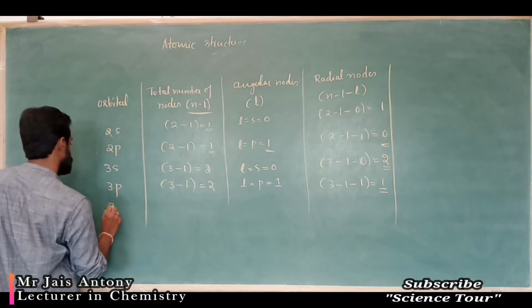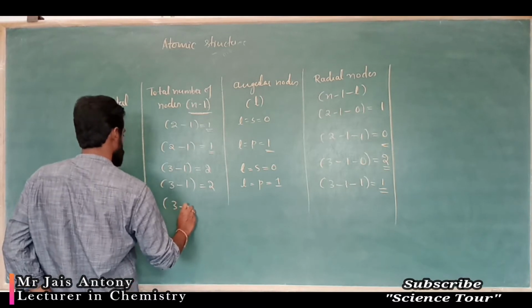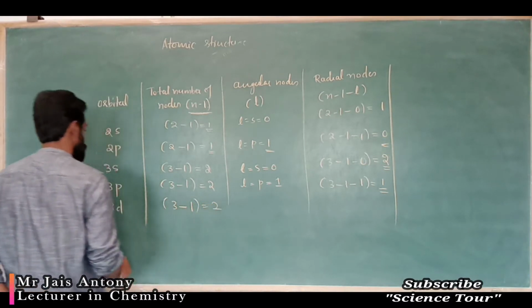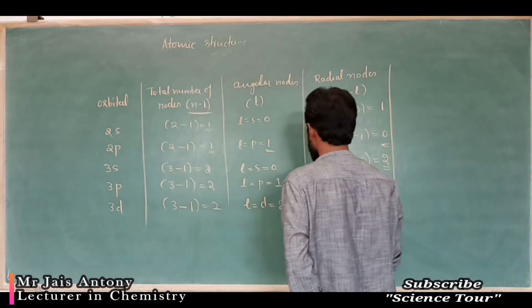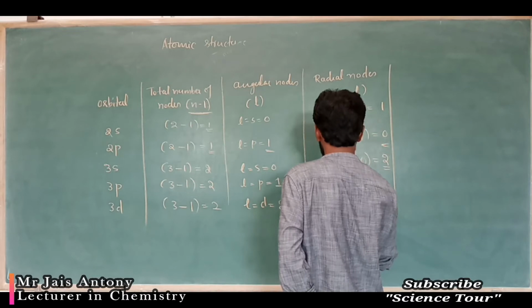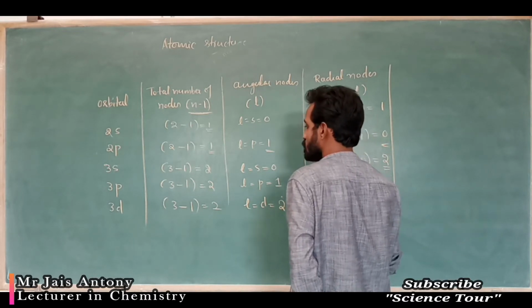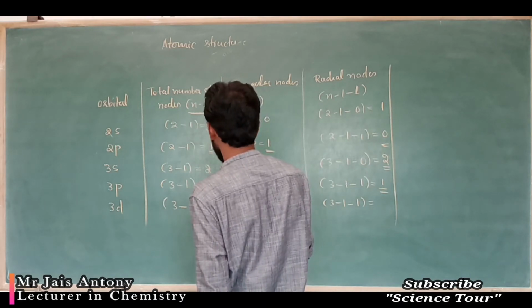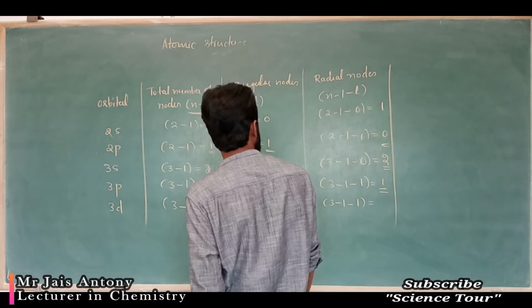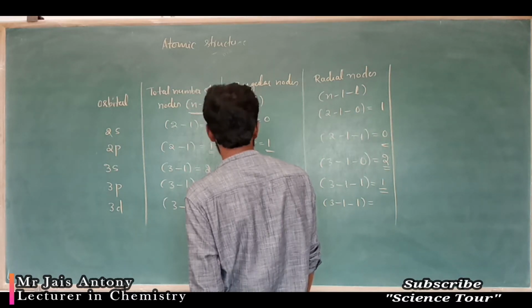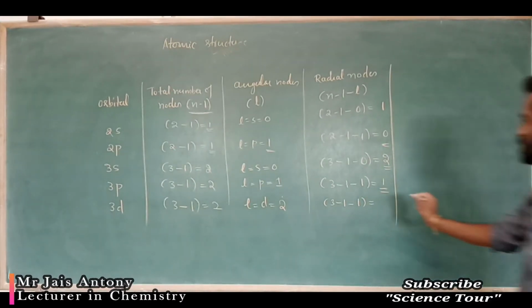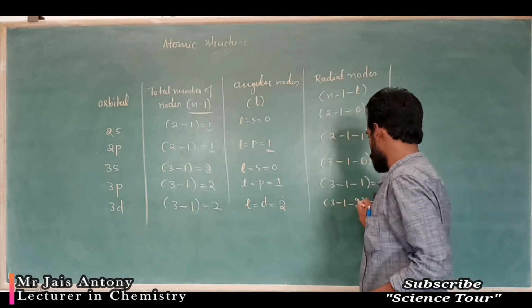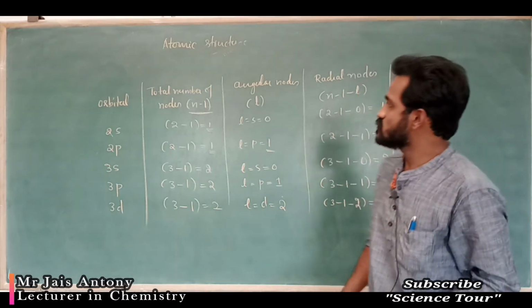Now 3d. The L value for d is 2, so 2 angular nodes are present in d. For radial nodes, 3 minus 1 is 2, and 2 minus 2 is 0. So no radial node is present in 3d. Okay, so the nodes are given.